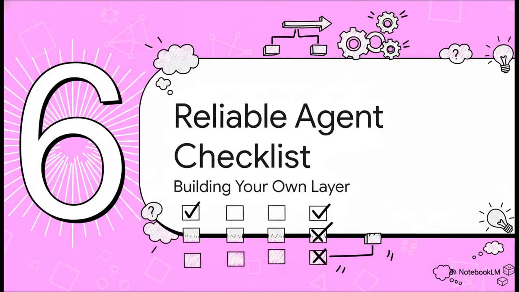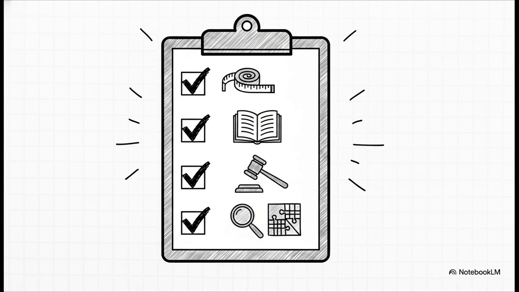Let's wrap this up with Section 6, the reliable agent checklist for building your own semantic layer. If you're building this out, here is your checklist. First, clearly define your units and valid ranges. Second, establish your official terms in one unified glossary. Third, enter your business rules and, crucially, prioritize them for conflicts. Next, decide up front how to handle missing data. And finally, stick to simple dictionaries for structured data, saving those fancy vectors only for free text.